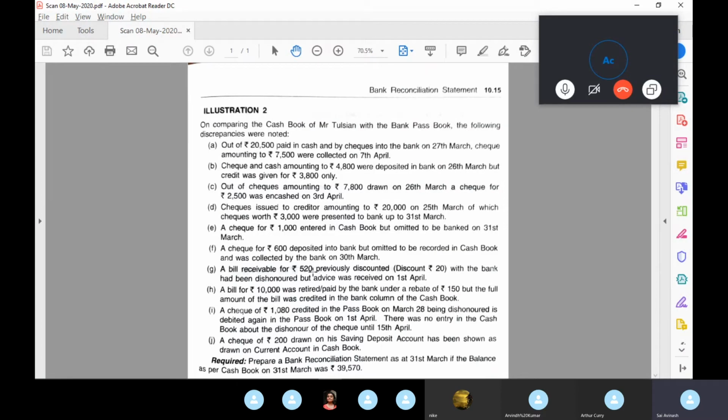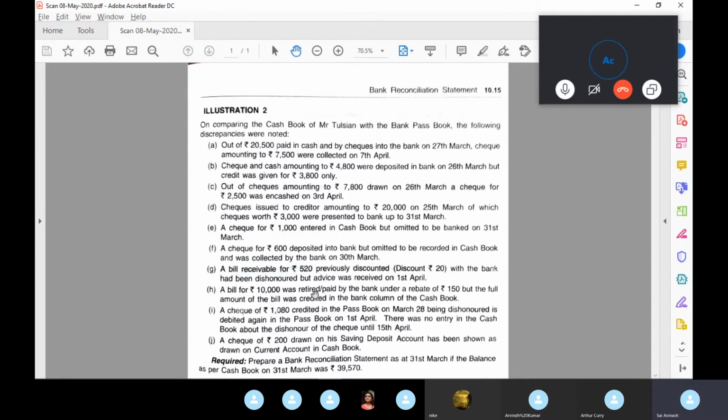But now it was dishonored before 31st March or on 31st March. But I have received that information, the advice from the bank, on 1st April. So my balance would have reduced as of 31st March. But the information would only reach me on 1st April. So my books would still show a higher value than the bank.